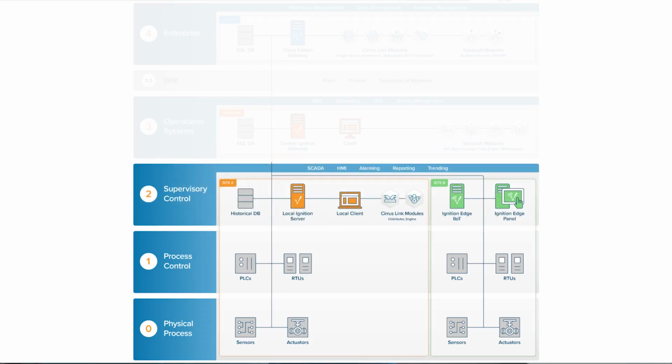Level 2 is supervisory control. This is where organizations manage process control and real-time production, encompassing SCADA, DCS, HMI, as well as more specialized solutions like alarming, trending, and reporting. At this level, an organization's Ignition system could be as simple as a single plant floor location or as complex as a distributed architecture with hundreds of sites.